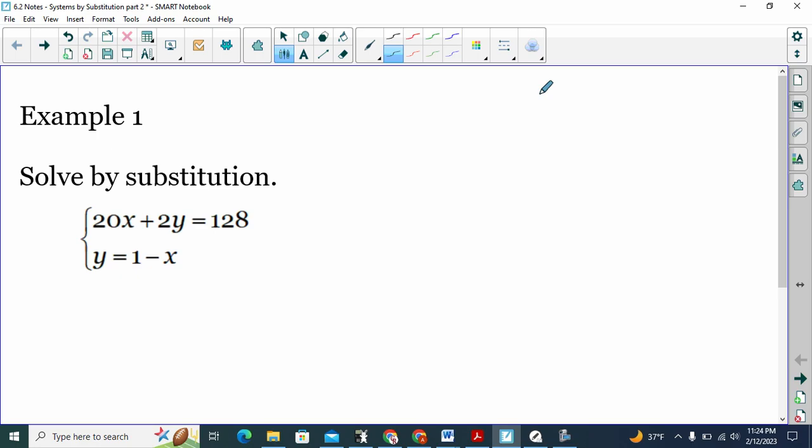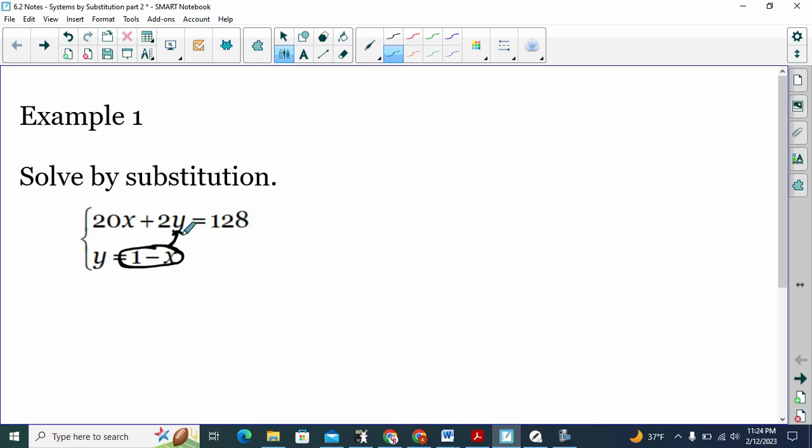Example 1 here does ask us to solve by substitution, and we are given 20x plus 2y equals 128. That is one of our equations. Y equals 1 minus x is our second equation. To solve by substitution, we are going to take the variable that says that it's equal to something else, in this case y equals 1 minus x, and we're going to substitute 1 minus x in for the y.